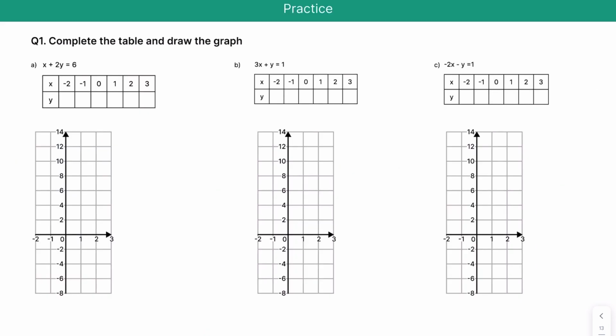So again, here's some practice questions. Press pause and have a go. Here are the answers. Mark your work.